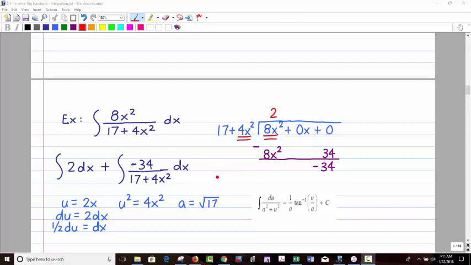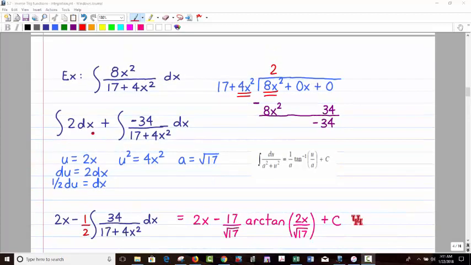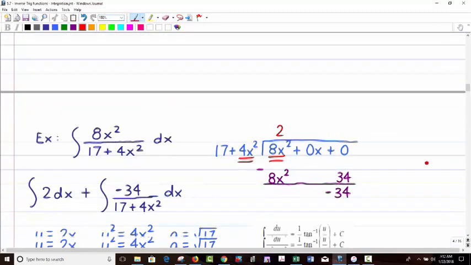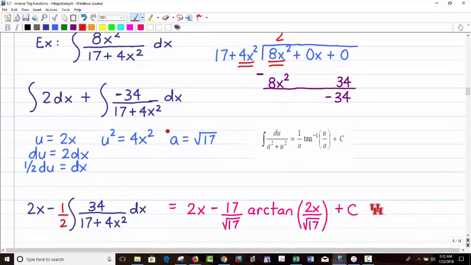Now we have, so the antiderivative of 2, of course, is just 2x. But now we're set up, this is definitely arctan form right here. Fits that arctan form perfectly right here. So, of course, the negative 34 can just come out. And if this is 4x squared, u would need to be 2x, and therefore u squared is 4x squared.